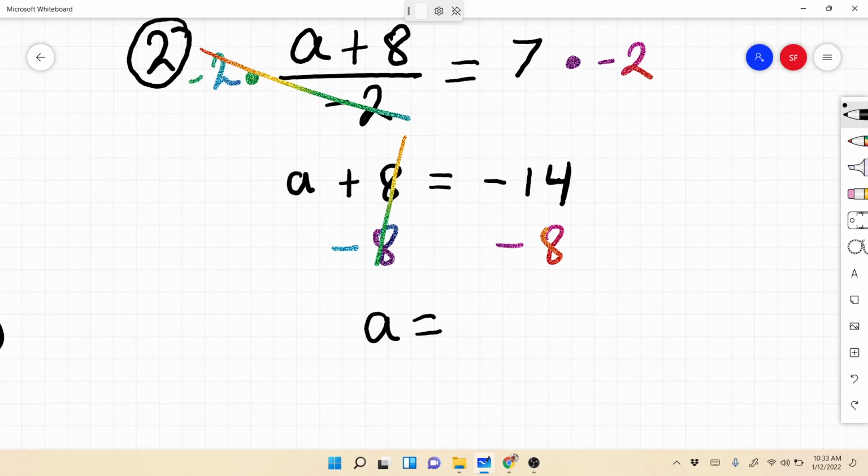Watch your signs and your rules. That one's a little bit sneaky. Are the signs the same or different? They're the same. They both got a negative. Okay, so if the sign's the same, do we add or subtract? Add and keep the sign. So 14 plus 8 is 22. So our answer is -22.